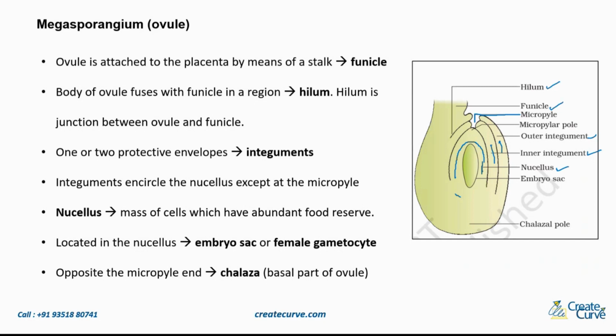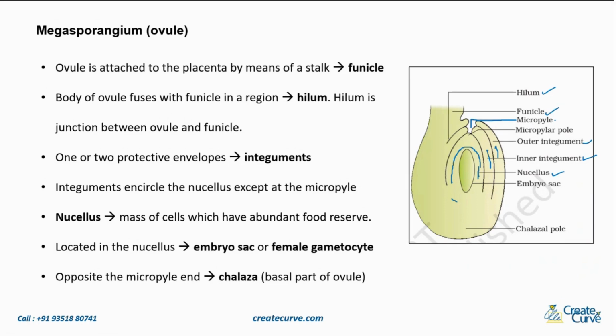Integuments encircle the nucellus except at the micropyle. So this top part over here, the micropyle, will be left free, open. The integuments do not fuse into each other over here. They leave it open. This is the micropyle. And this side of the ovule is the micropylar pole.